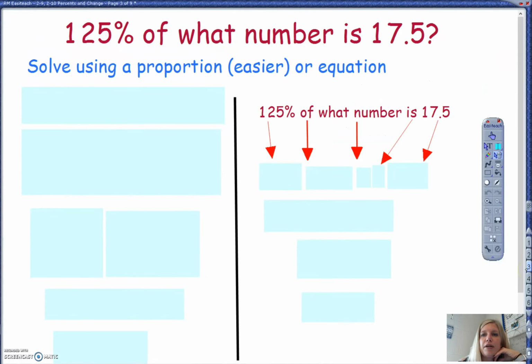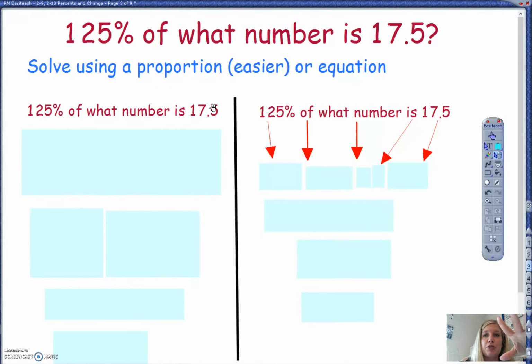125% of what number is 17.5? So we're going to learn how to do this the proportion way, which I think is easier for most of you, and the equation way. The equation way is more challenging, and we will definitely practice more of those in class and practice writing those because those can be difficult.